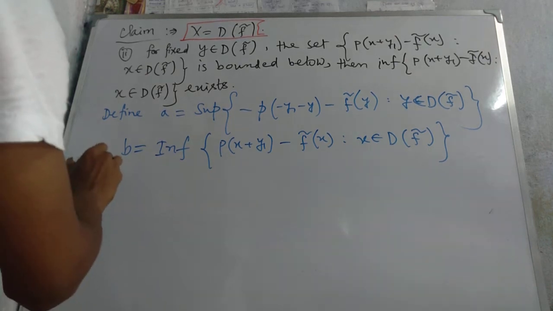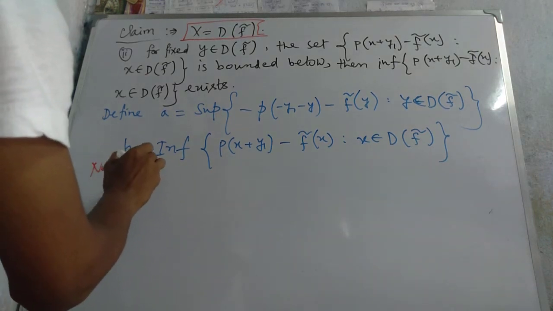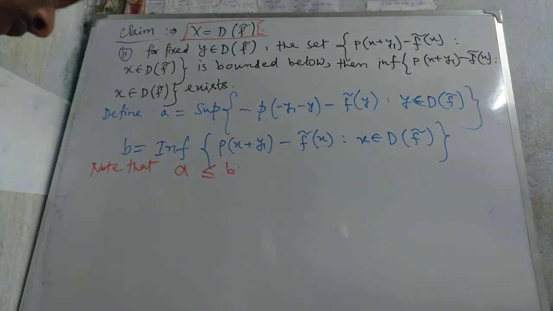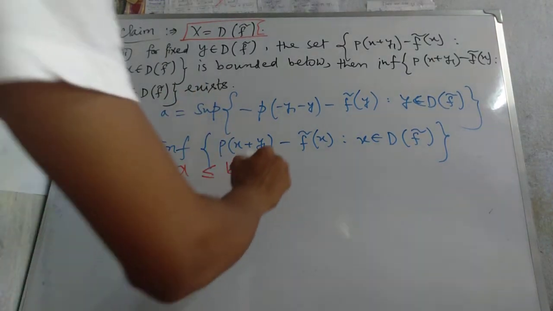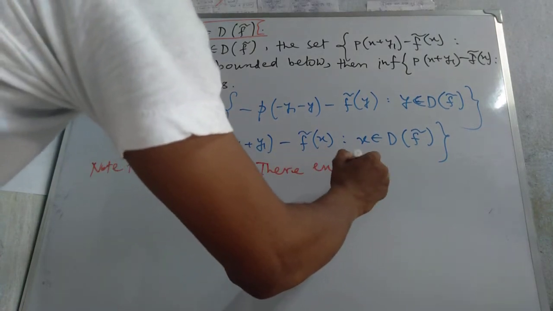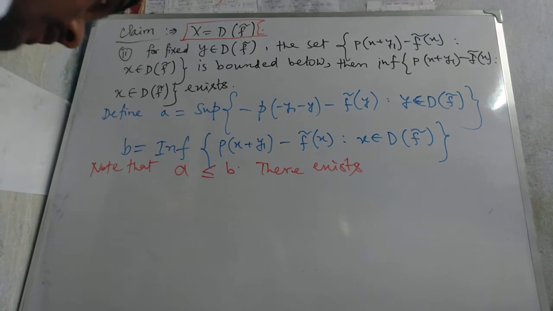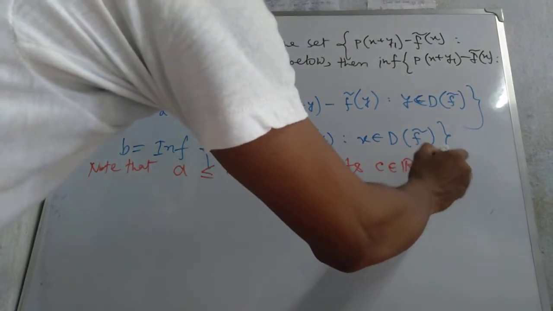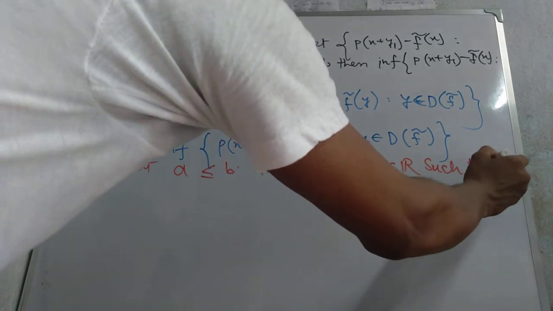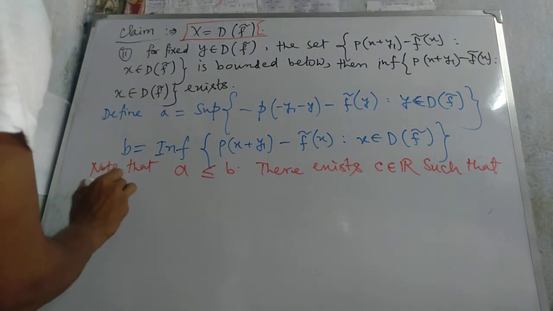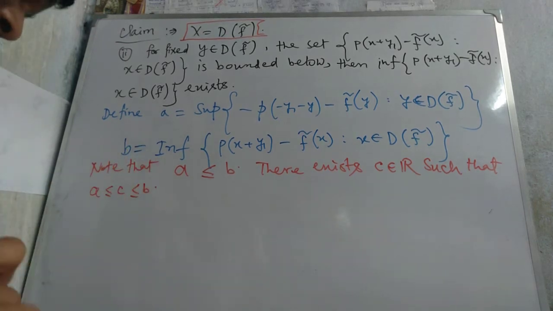Now note that A is less than or equal to B. Okay, this one is given. Then there exists C belongs to R such that A is less than or equal to C, which is less than or equal to B.